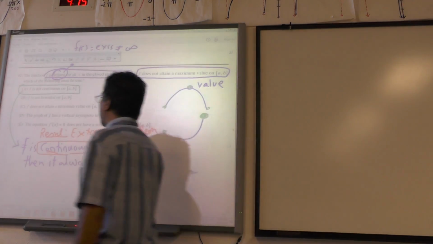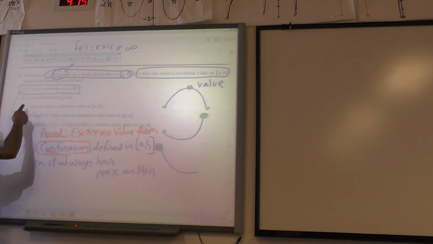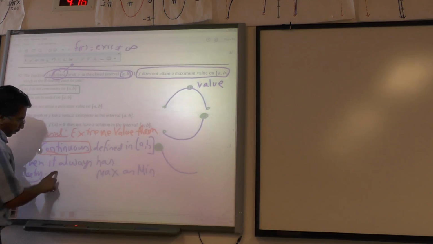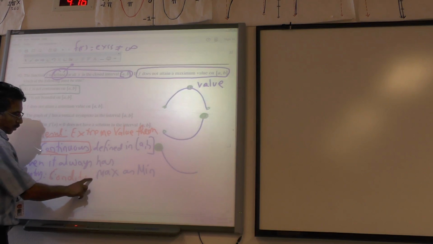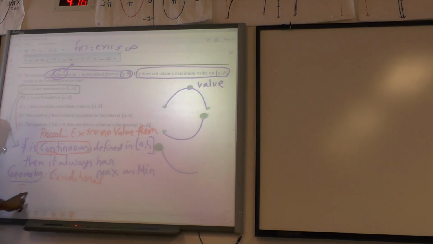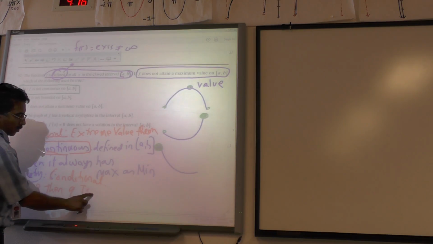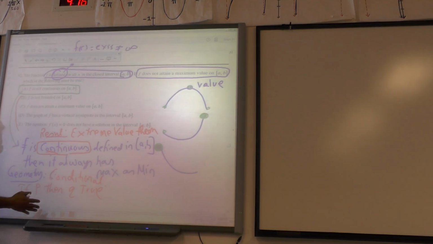Again, I repeat this part. I think I'm taking extra time because this is a little confusing. If f is continuous and defined on the whole interval AB, then it always has a maximum and minimum. Let me tell you a simple rule here from geometry. There's something called a conditional. A conditional means if P, then Q.